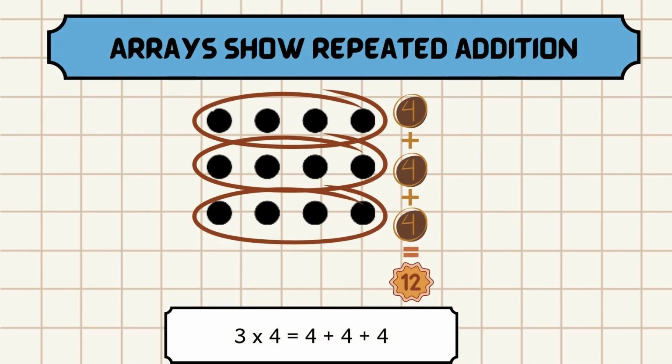Arrays also help us understand repeated addition. We can think of multiplication as adding the same number repeatedly. For example, we have 3 groups of 4, so we can add 4 plus 4 plus 4. When we add them together, we get 12. So 3 times 4 and 4 plus 4 plus 4 both equal 12. Arrays show us both multiplication and repeated addition in one picture.